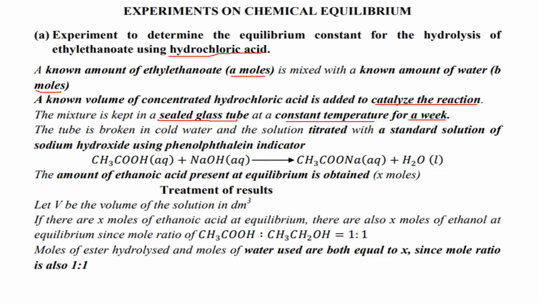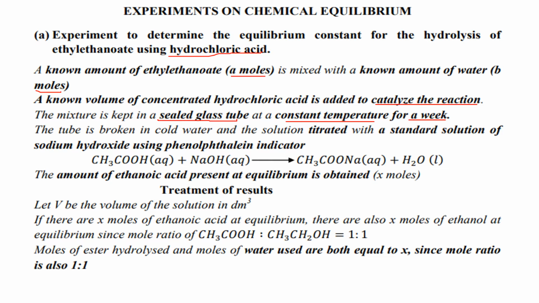The reason why we do that is because we want to dissolve the products that are being formed. So the tube is broken under cold water and the solution is titrated with a standard solution of sodium hydroxide using phenolphthalein indicator. Another thing to note here is that whenever you are titrating with a standard solution of sodium hydroxide, the indicator you always use is phenolphthalein indicator. You have to note that because it's going to help you in our next topic, which is ionic equilibrium.